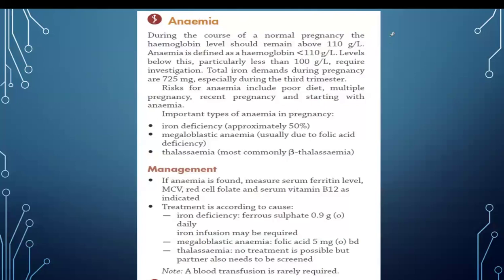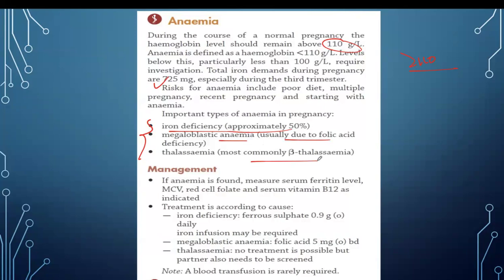Iron deficiency is the most common cause of anemia in pregnancy. We normally want the hemoglobin to be more than 110; less than that is anemia. There are lots of causes of anemia in pregnancy, but the most common is iron deficiency, about 50% of cases. Other than that, it could be B12 or folic acid deficiency, which is megaloblastic anemia, and then thalassemia.